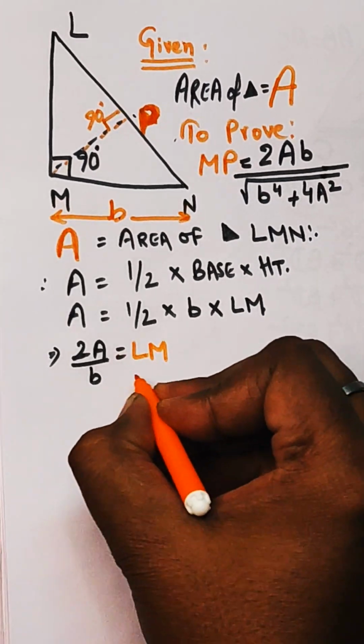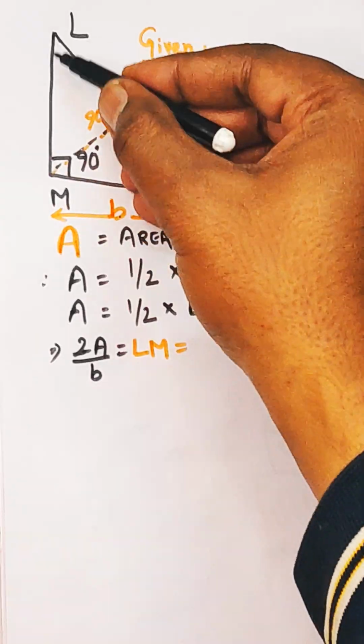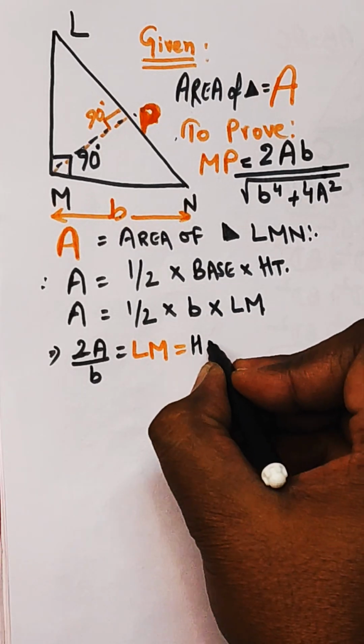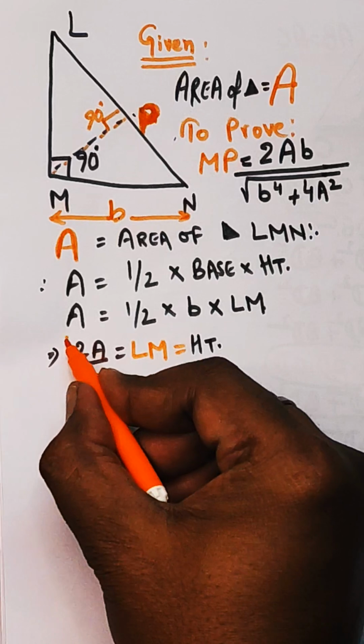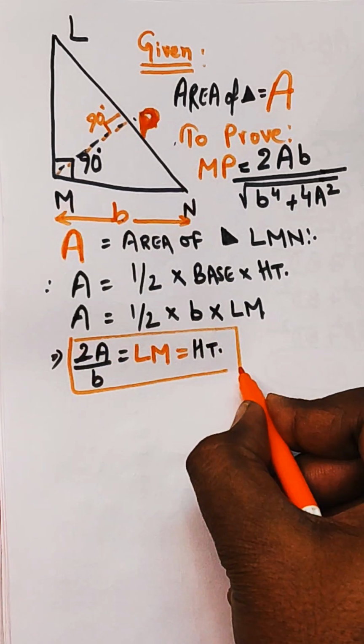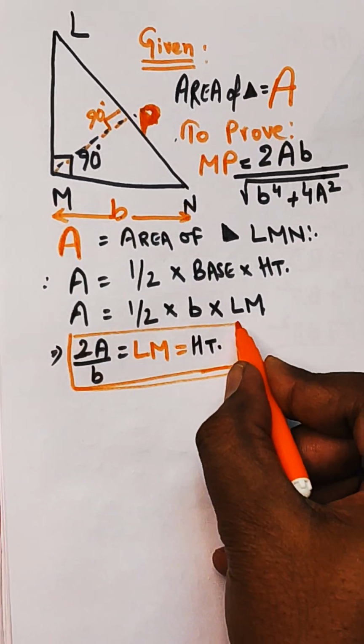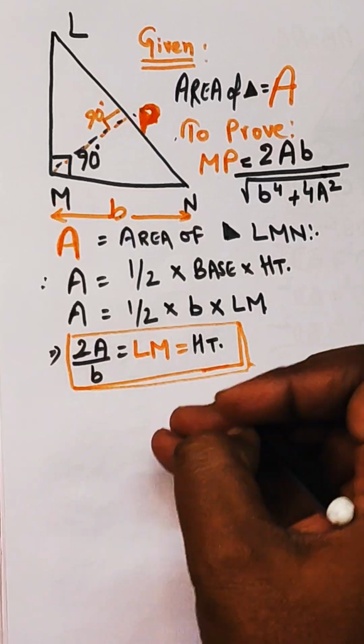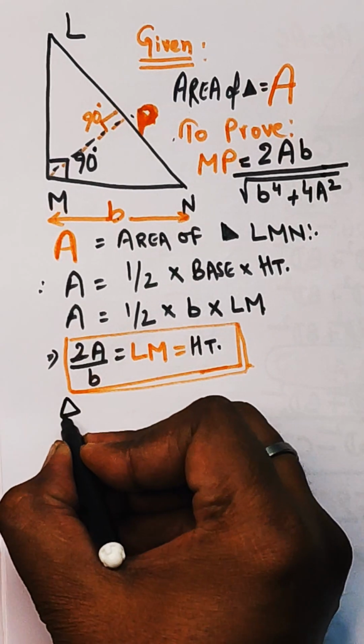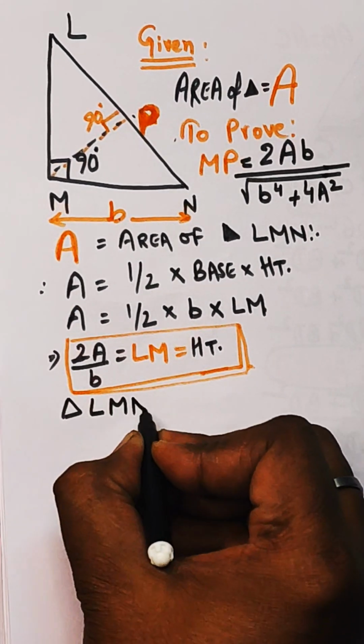So 2 going into the LHS, it becomes 2A divided by small b is equal to LM, that is the height of the given right angle triangle. So this is one of the relations which is derived, right? So just make a note of it and let us go forward to the next step.